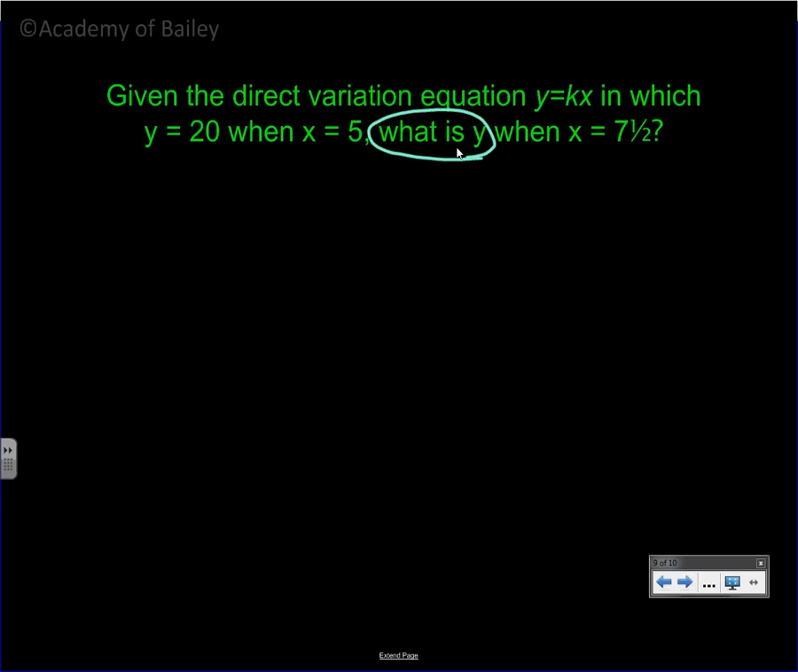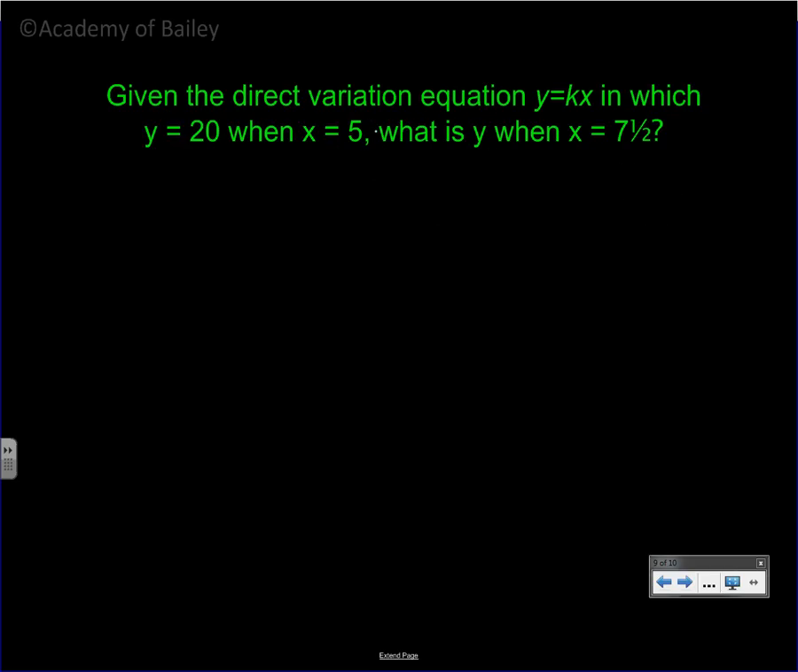You're not trying to find an equation anymore. This doesn't tell you, say, what is an equation when x is something and y is a different value. This is now saying y is 20, x equals 5, and they vary directly. So give me a value for y when x is 7.5. So we've got to go through a couple different steps.